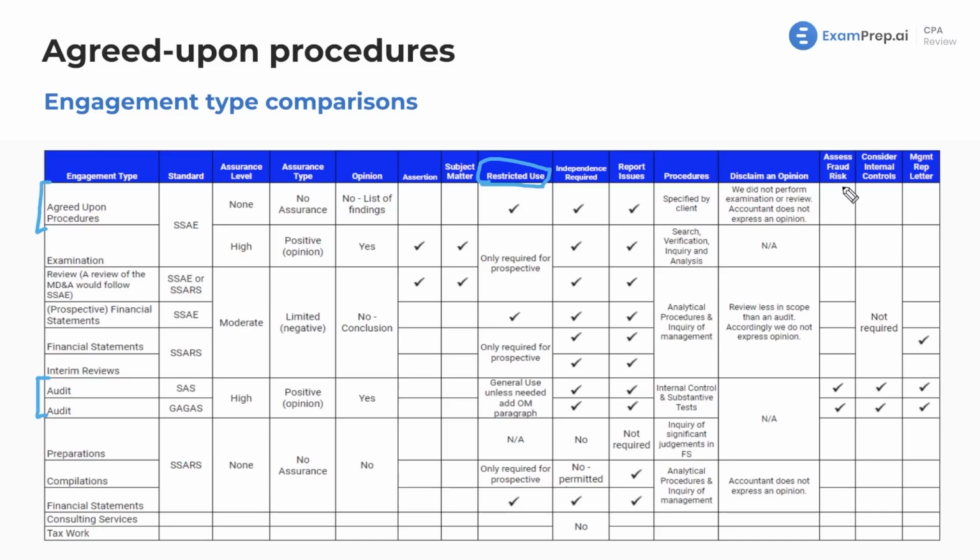Do we assess the risk of fraud? Do we consider internal controls? And is there a management representation letter needed? These are all items to memorize, in which types of engagements these are required. Again, if I could force you to do it, I would. Can't do that because I don't know who you are. I'm sure you're wonderful, though. Make sure you have this memorized. It's going to give you free points on the exam.